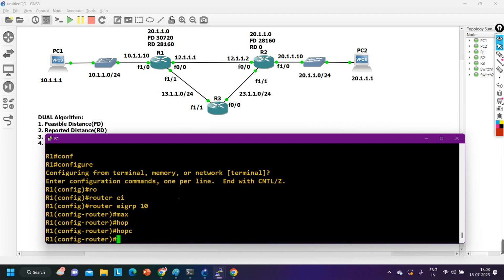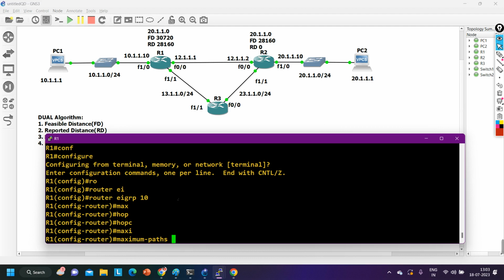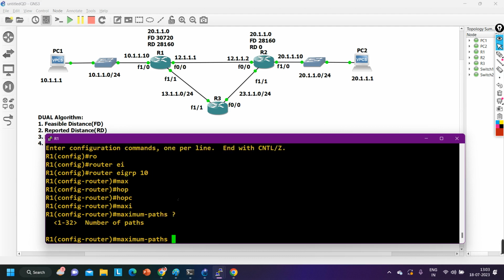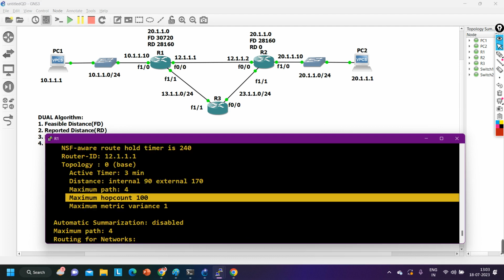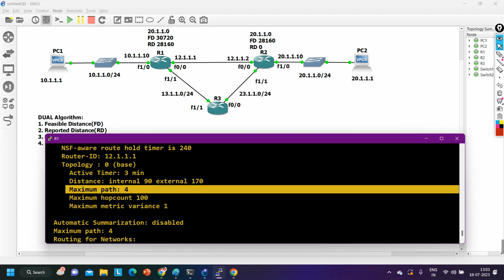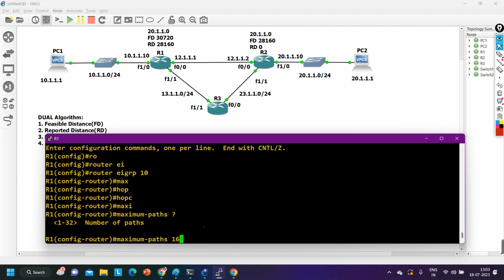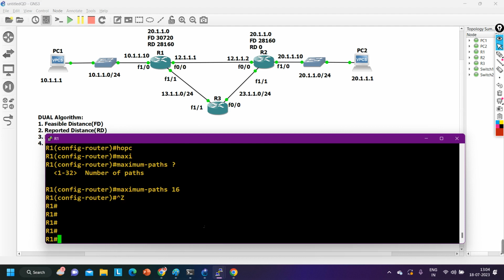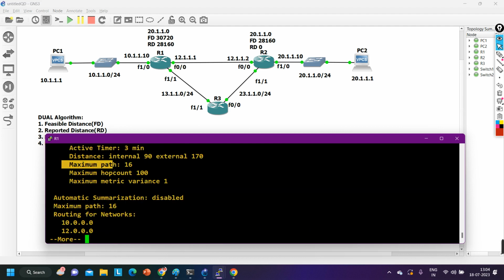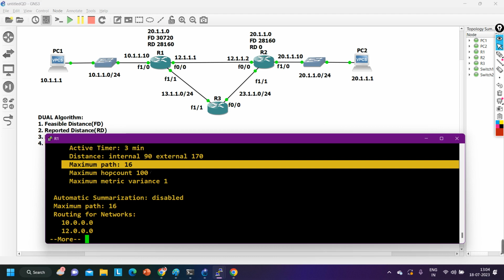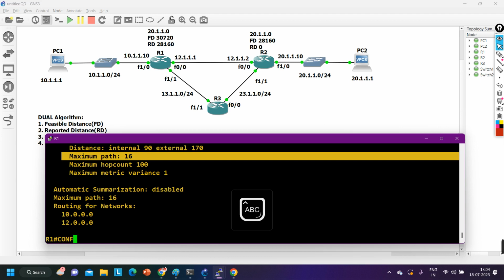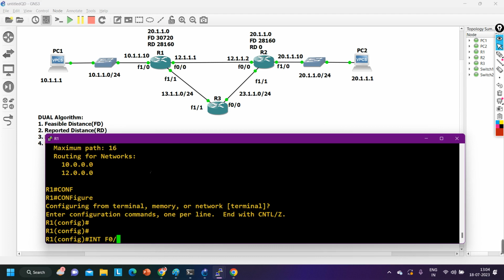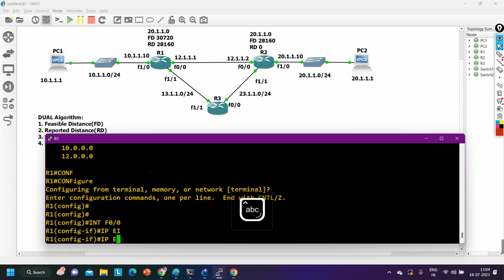Here I have the command maximum-paths. This is the command to change the maximum paths. By default, how many paths can it install? 4 paths. If you want to set 16, you can configure it like this. Now if you run show ip protocols, you can see the maximum paths that this router can support. Let me do one thing: config t, interface f0/0, ip eigrp. I'm able to run the command like this.